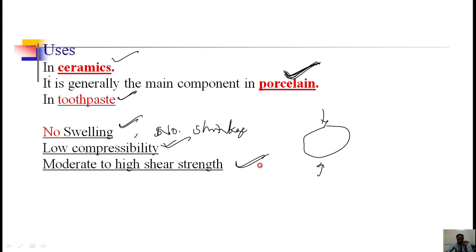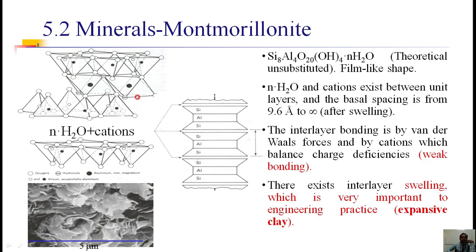Very important, the layers are there. The layers and the bond between the layers are very strong. Therefore, moderate to high shear strength is there. This is the first type of mineral, and the second type of mineral is Montmorillonite.